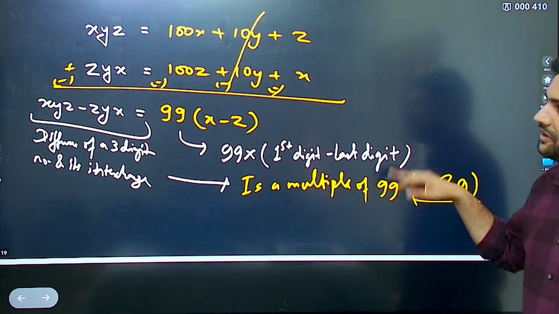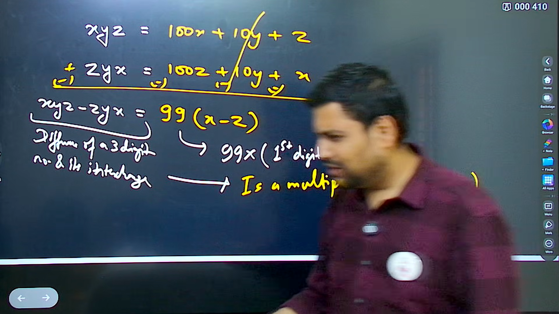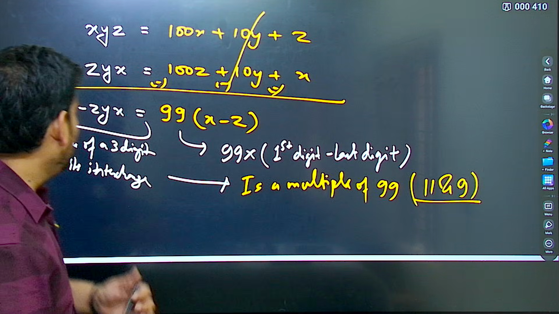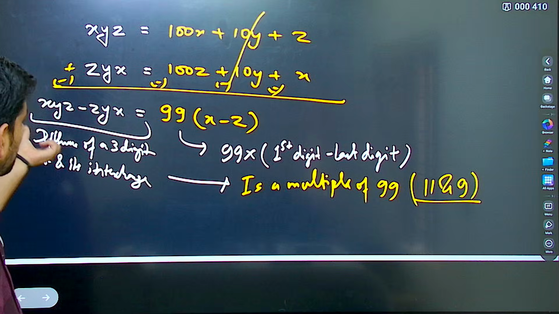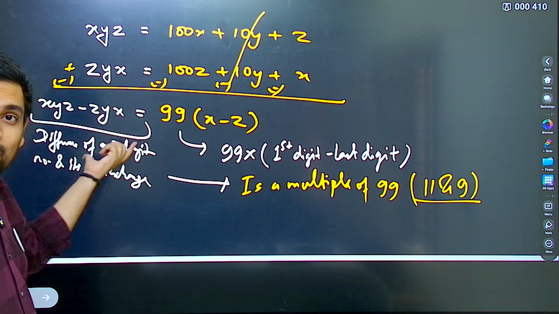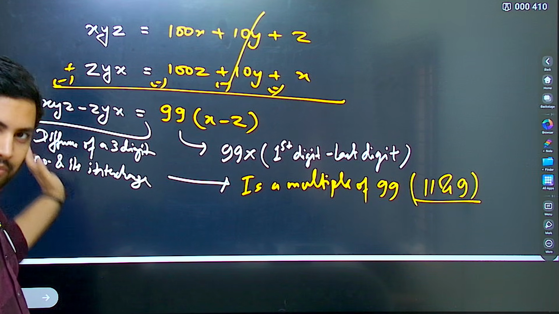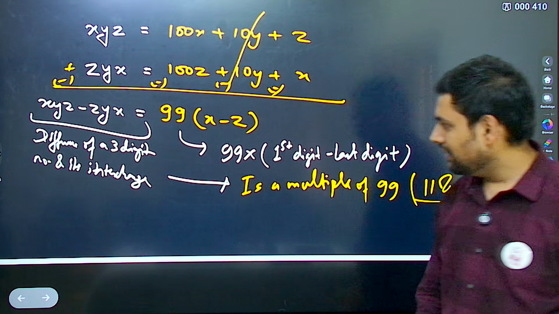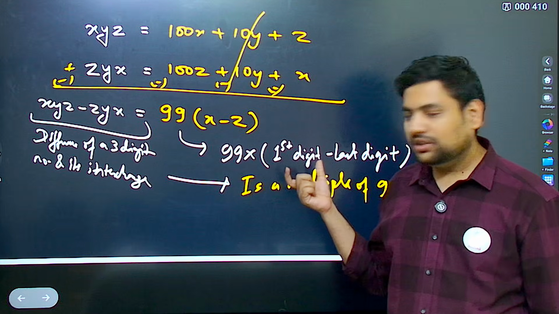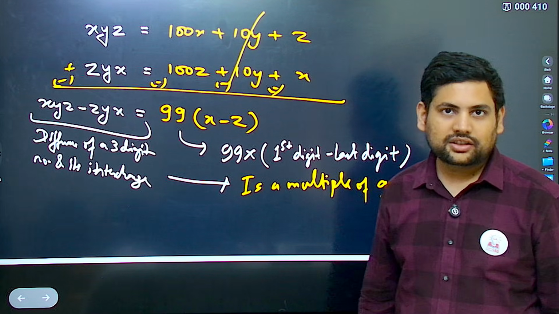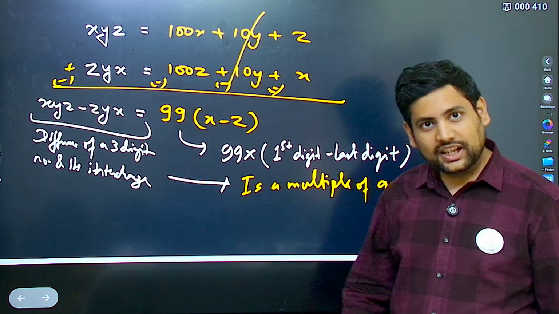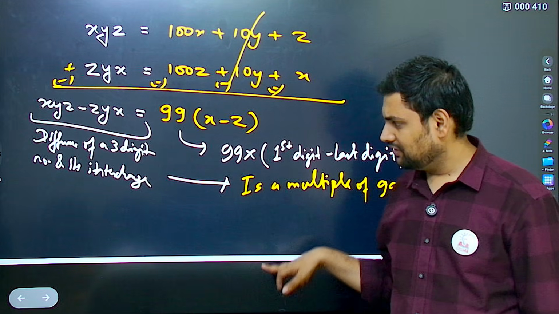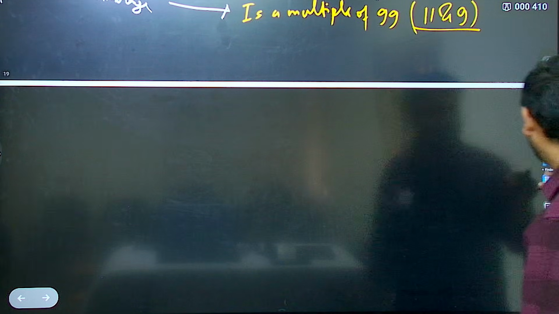For 3 digits, adding them was not giving us a lot, so we subtract them rather. What we got: the difference between a 3 digit number and its interchange is 99 into x minus z, that is 99 into first digit minus the last digit. So it is a multiple of 9 as well as 11. Then let's see the questions.